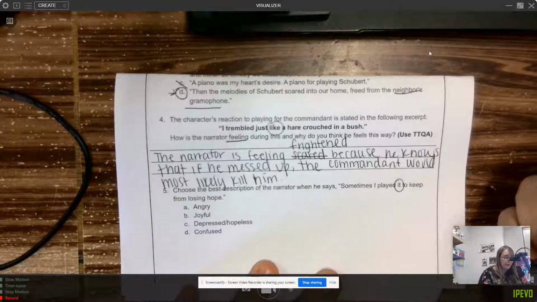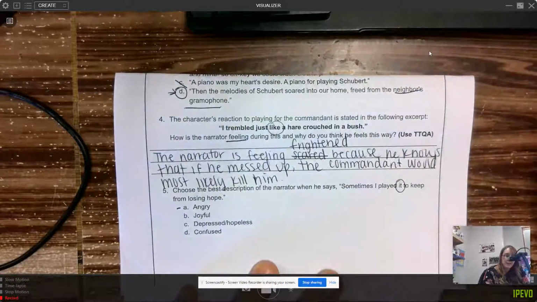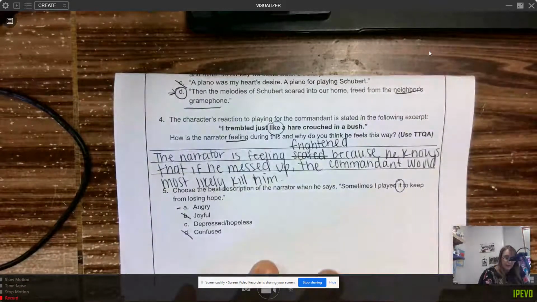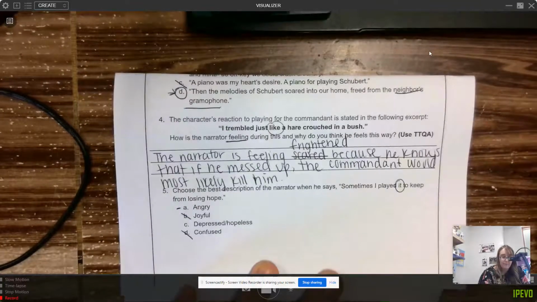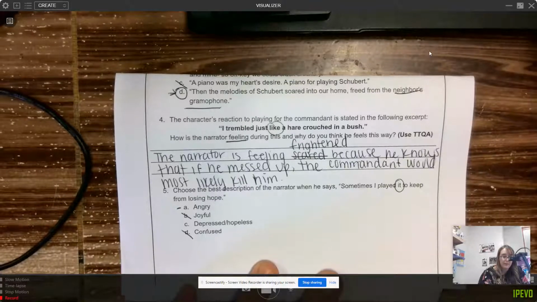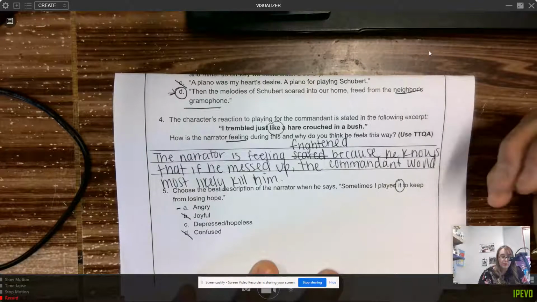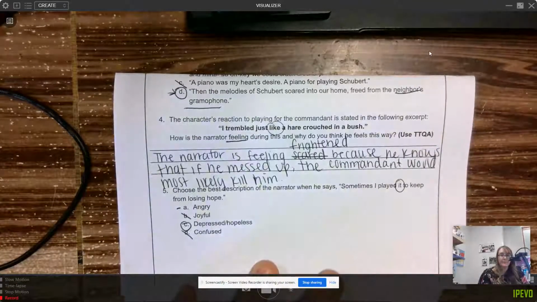I think that there's a little bit of anger there. He's mad of what's going on, but I don't think that's why he picks up the harmonica. Joyful, definitely not. Definitely not confused. Depressed or hopeless. So the whole thing about playing the harmonica is that it takes him back to remembering the great times with his family, right? So I would definitely think, and it gives the other people hope, right? Or it gives them something to bring their spirits up. So I would definitely go with C.